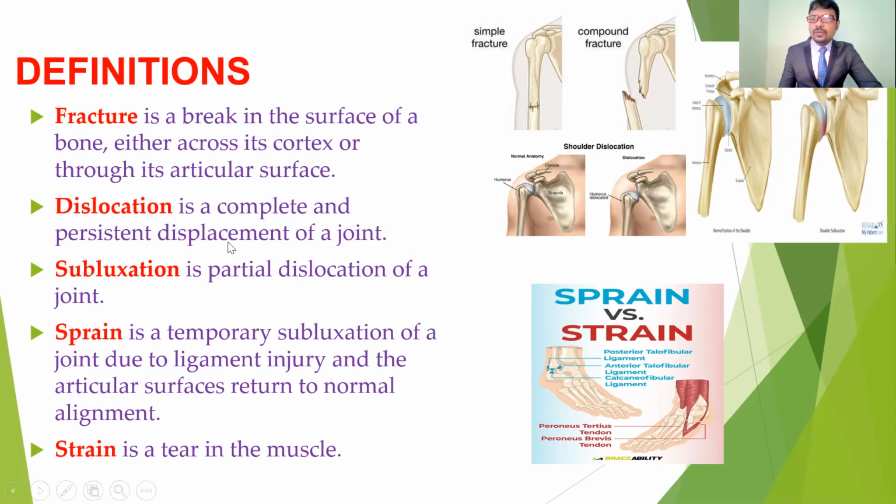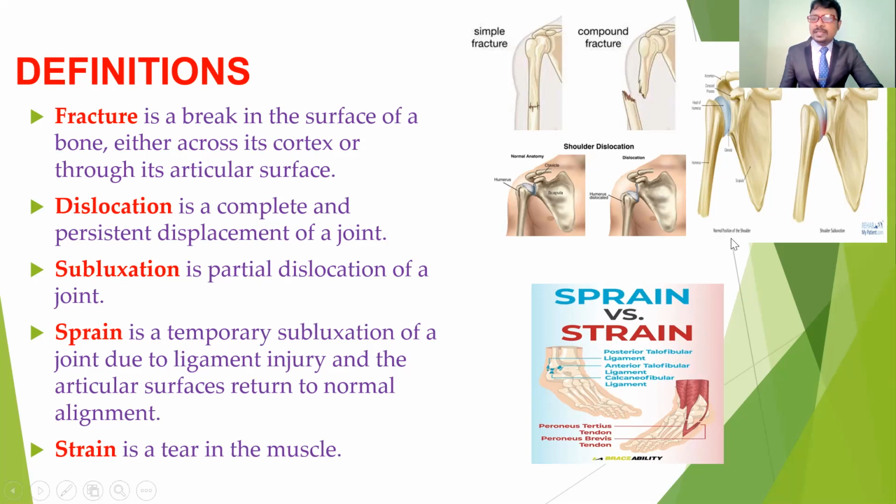Coming to the definition of dislocations: what is a dislocation? A dislocation is a complete and persistent displacement of the joint. It is the separation of the joint surfaces. For example, in the shoulder, the glenoid cavity and the head of the humerus get separated, because of muscle weakness or ligament laxity. These may be the causative factors.